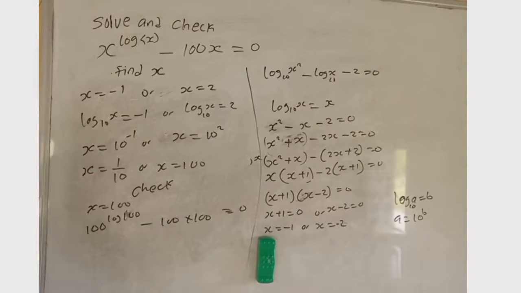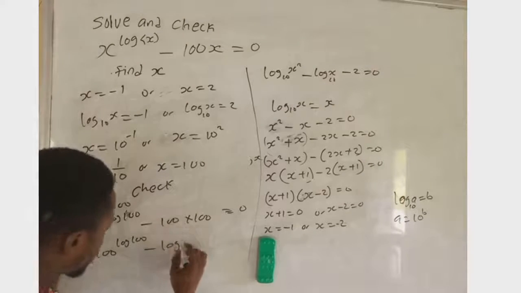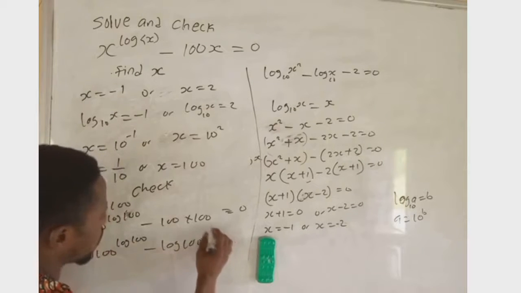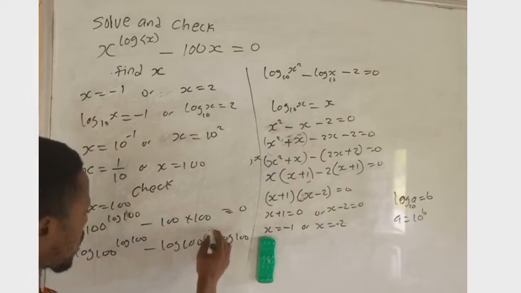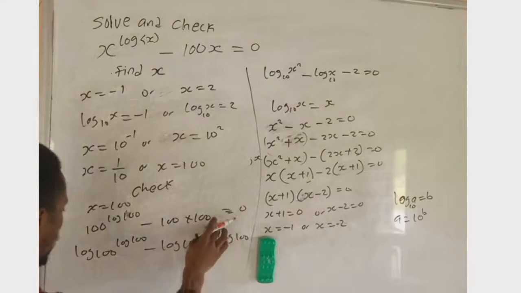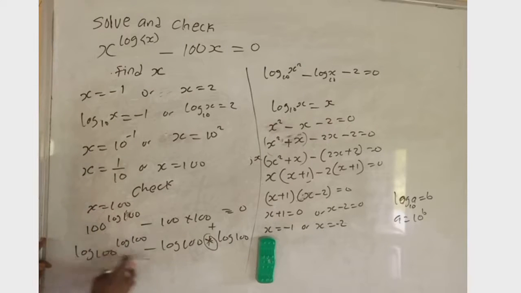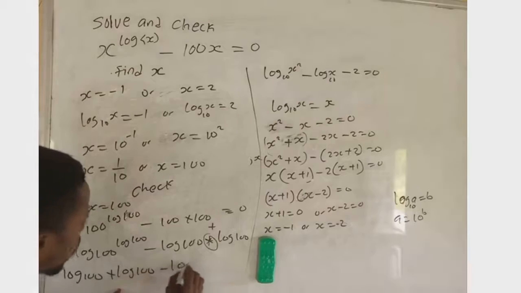So in this place now, what we just do here is to take the log of both sides. When you take the log of both sides here, we have log of 100 with power log of 100, minus log of 100 multiplied by log of 100. So in this place now, this multiplication will change to addition. Before you apply that one, if you still remember the law of logarithm I told you, this one will become log of 100 multiplied by log of 100 minus log of 100 multiplied by log of 100.